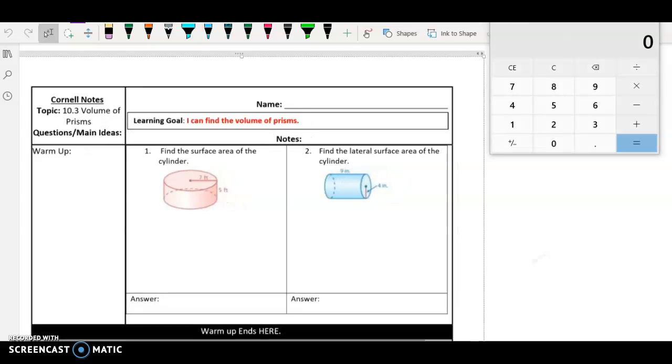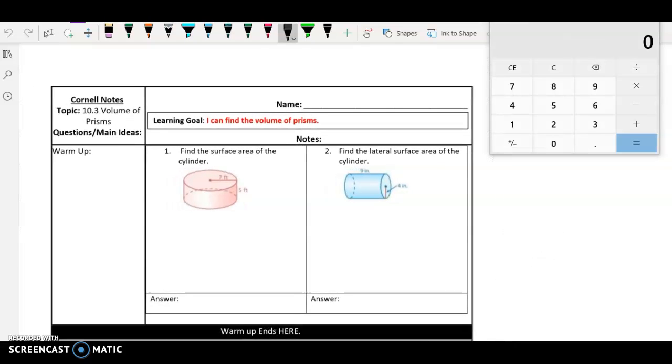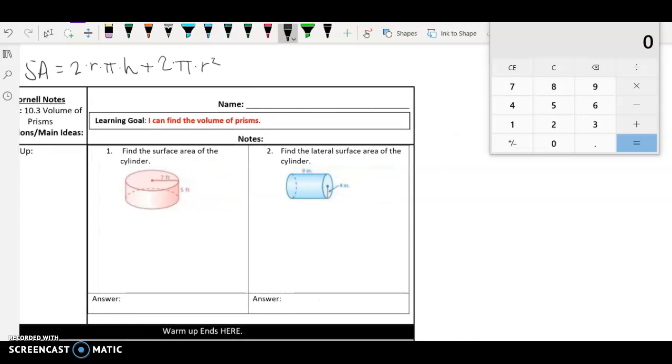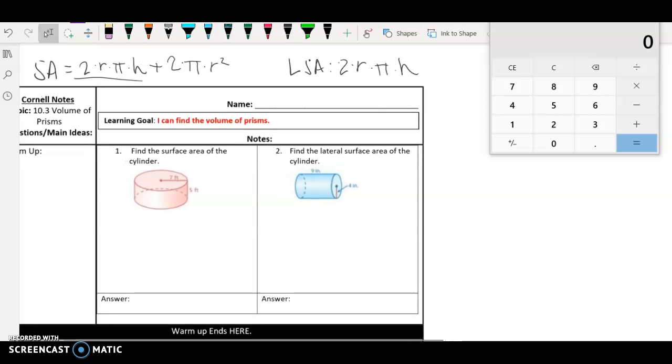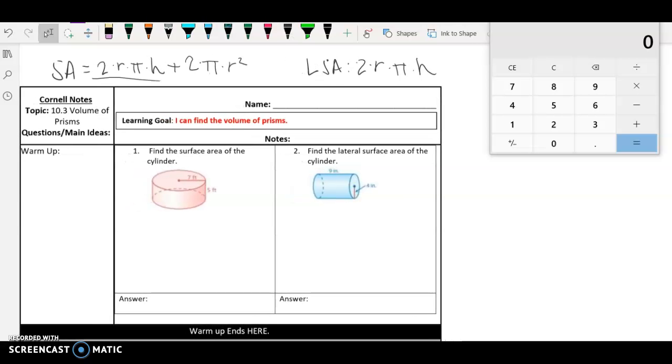The formula for this is surface area equals 2 times the radius times pi times height plus 2 times pi times r squared. And then remember the lateral surface area is just that beginning of our equation, which is 2 times the radius times pi times your height. And so you're going to use those two formulas to do the warm-up and then check your answer with mine.